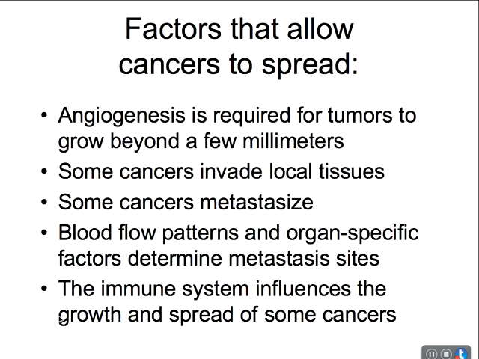We'll see that blood flow patterns and organ-specific factors will determine where they set up their metastasis site. So where that tumor forms a new tumor will be controlled by blood flow pattern in the human, how our blood circulates through our body, as well as sometimes there's a particular attractant, and that cell will go to a specific tissue. And this is an overview. We're going to look at each one.